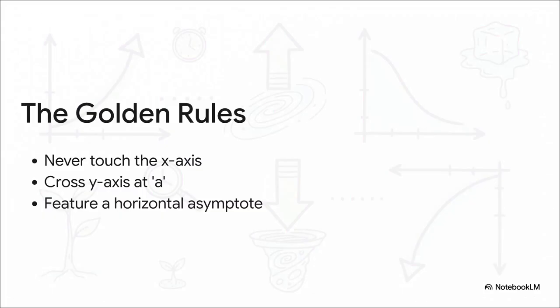Now you're going to want to memorize what I like to call the golden rules of exponential graphs. Know these, and you will never get lost. Rule number 1, these graphs never ever touch the x-axis, because y is never 0. Rule 2, they always cross the y-axis at your starting value, which is that letter a from our formula. And rule 3, they feature a horizontal asymptote. Now I know that's a fancy word, but an asymptote is simply an invisible line that the graph gets incredibly close to but absolutely never touches. Think of it like a mathematical force field.